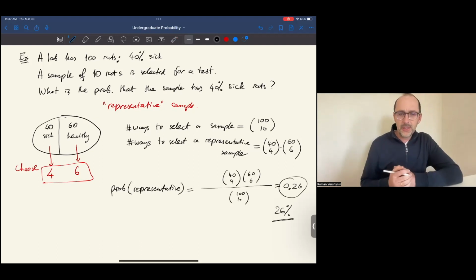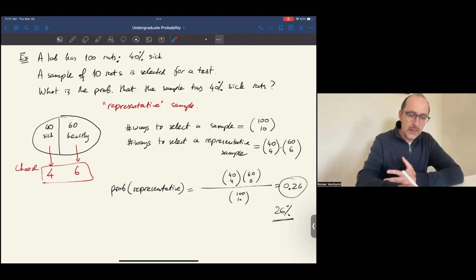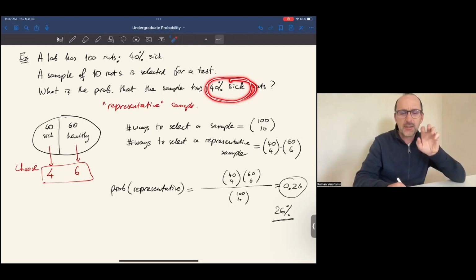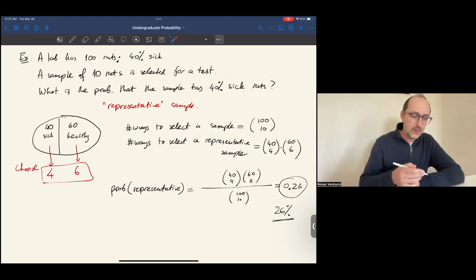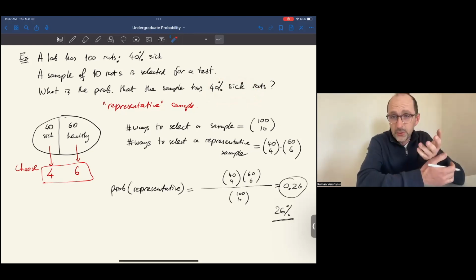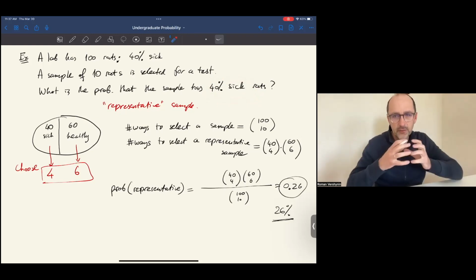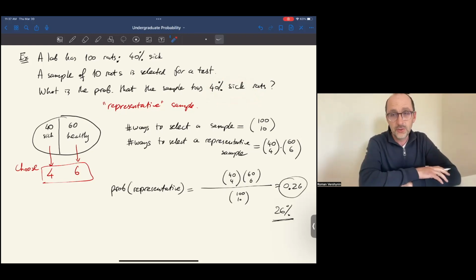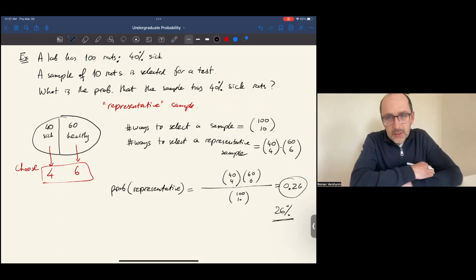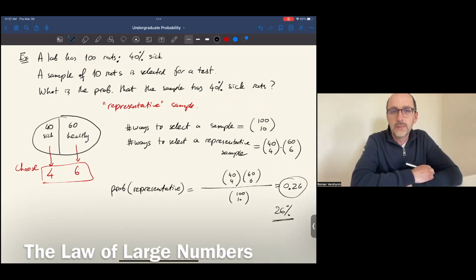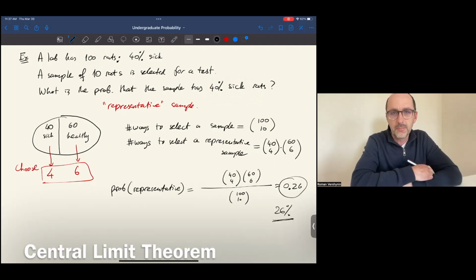You can do better by allowing yourself a little bit of room, instead of exactly requiring that the sample have exactly 40% sick and exactly 60% healthy. You can require that the sample has, let's say, between 39 and 41% sick. Just allow yourself some room for the error. If you do that, then the probability increases, especially if the number of rats increases in the lab. This is guaranteed by one of the main results in probability theory called the law of large numbers, and also the central limit theorem makes it more precise.